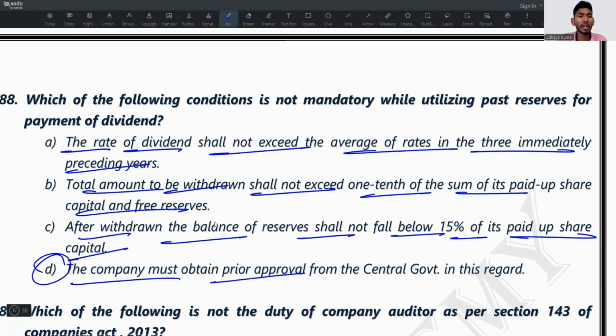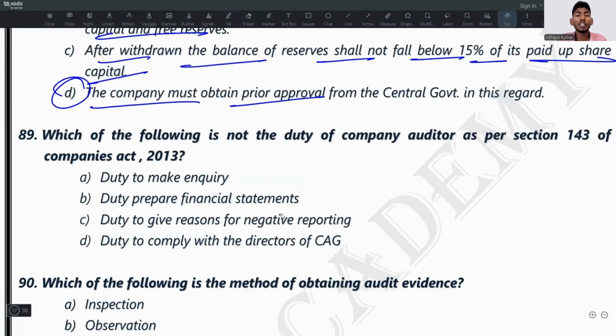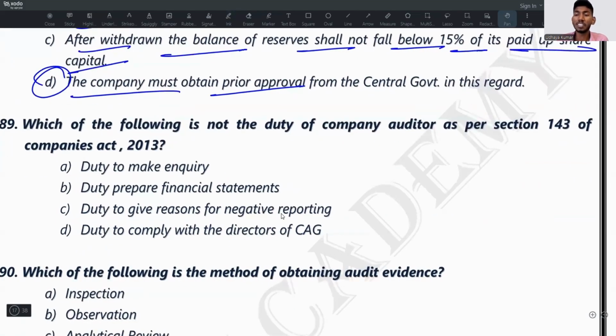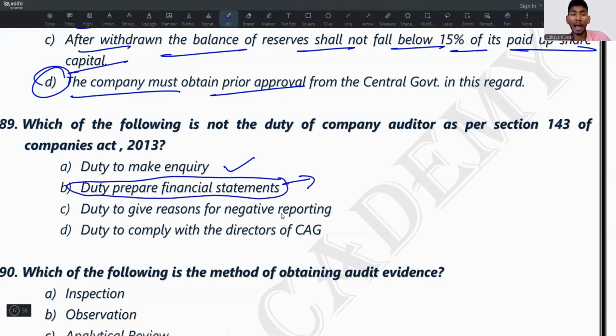So moving to the next question, which of the following is not the duty of the company auditor as per section 143 of the Companies Act? We have discussed powers and duties in our regular classes, right? Duty to make inquiries. Duty to prepare financial statements. This is the duty of management, right? So the right answer would be duty to prepare financial statements. The remaining two options we'll look at. Duty to give reasons for negative reporting is done by the auditor. Duty to comply with the directions of CARO is also done by the auditor, right?